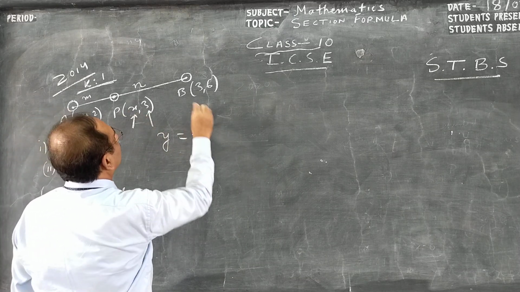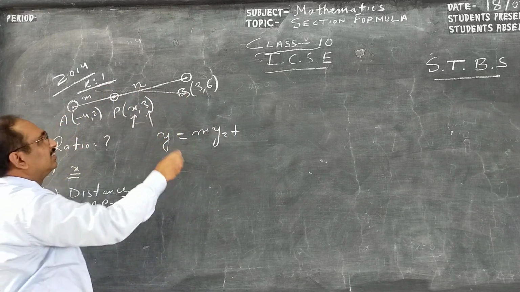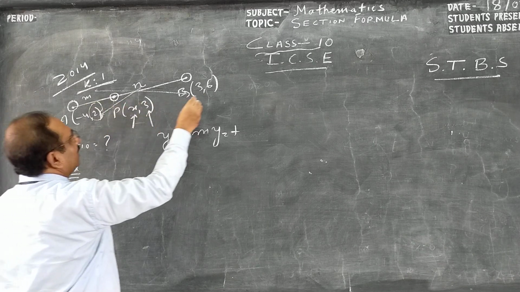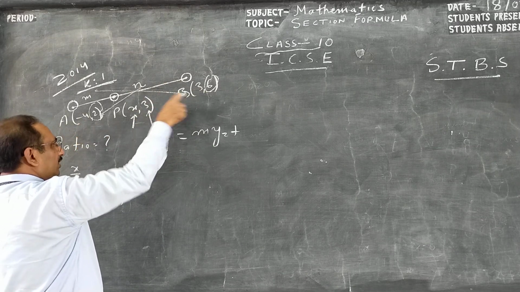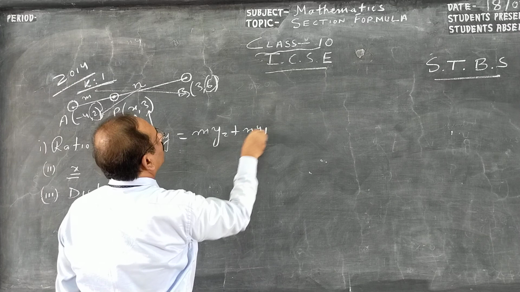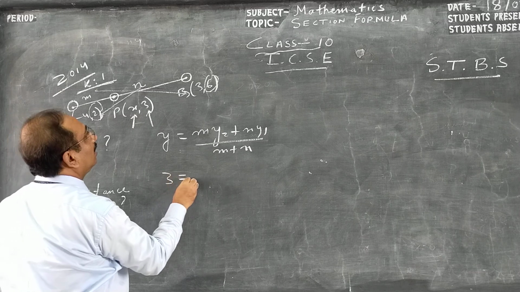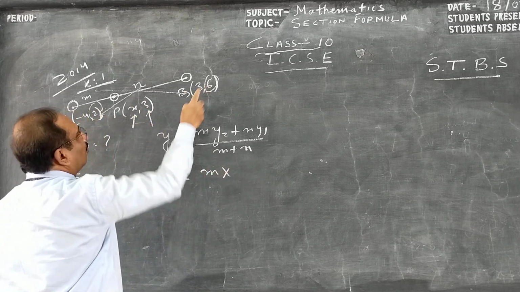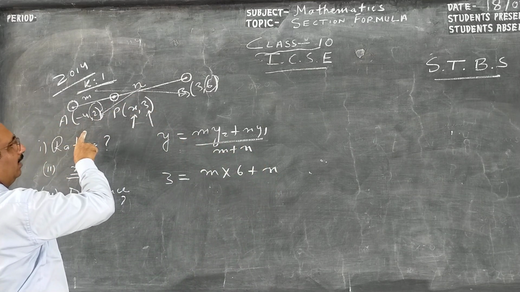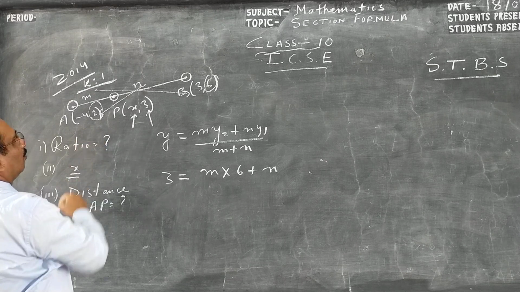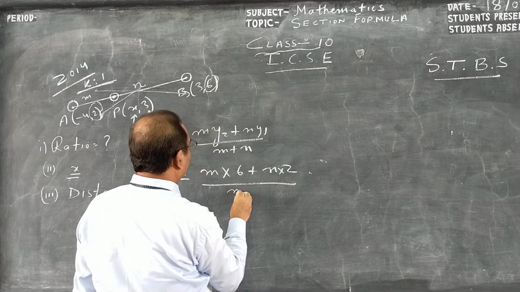So we know y is (my2 + ny1) by (m + n). It criss-crosses like valency in chemistry. But remember, children, take y. When I'm talking about y, take the second coordinate, and when I talk about x, take the first coordinate. So y we have 3 over here, m we have to find, y2 is 6, n because we have taken the ratio m:n, and y1 is 2, divided by m plus n.